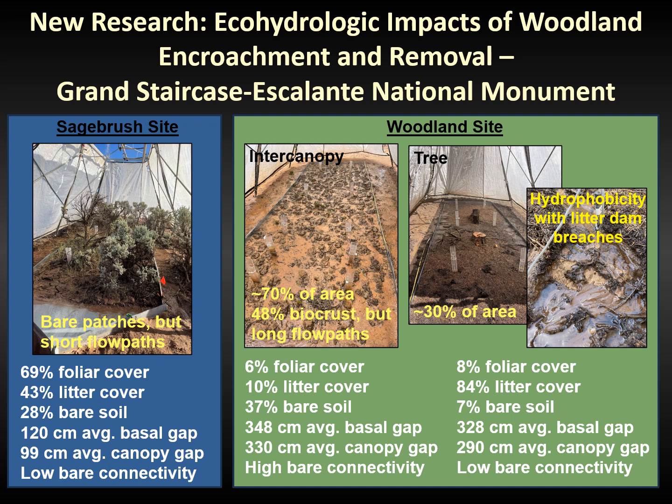For the woodland, intercanopies had only 6% foliar cover and were largely bare at ground level, with exception of biocrust. These microsites were well connected throughout the woodland. Woodland tree microsites had limited foliar cover, but had more than 80% litter cover over hydrophobic soils. Plant basal and canopy gaps were extensive throughout the woodland.